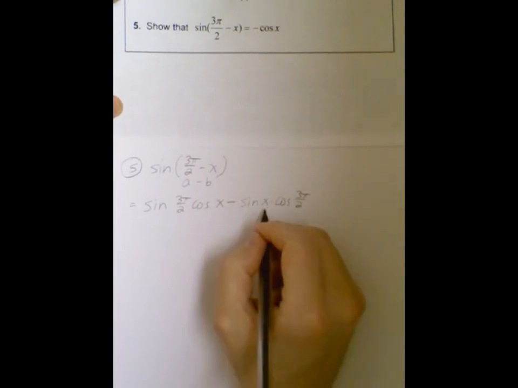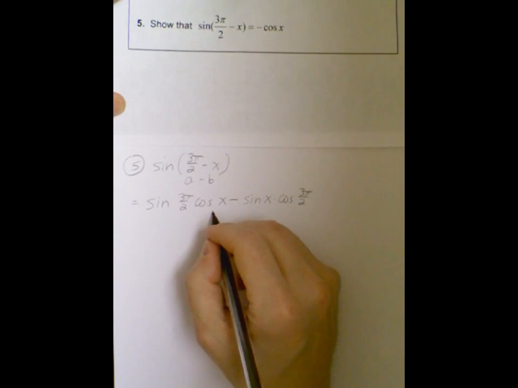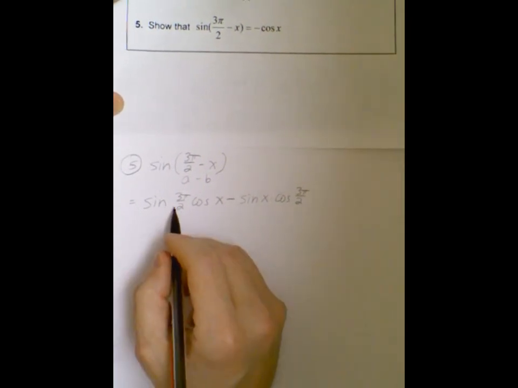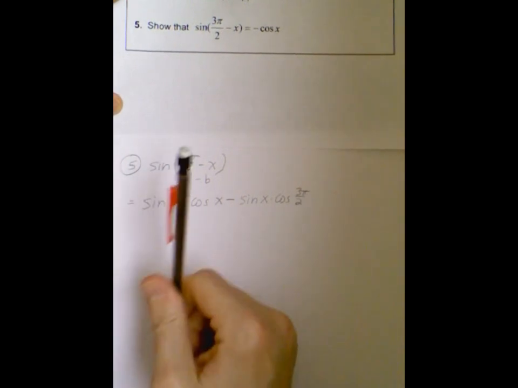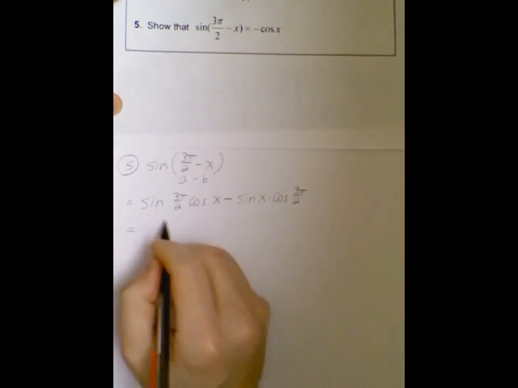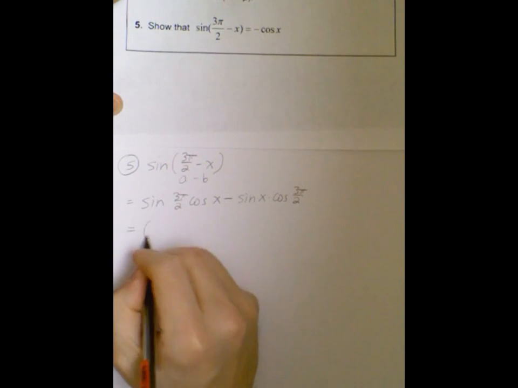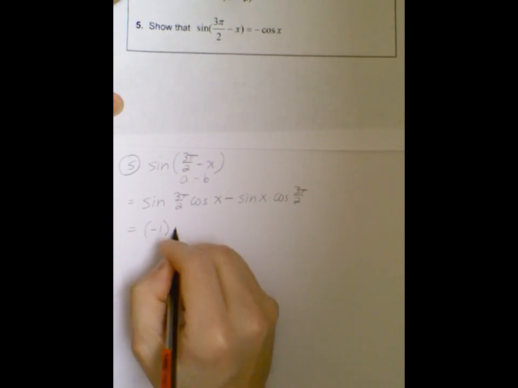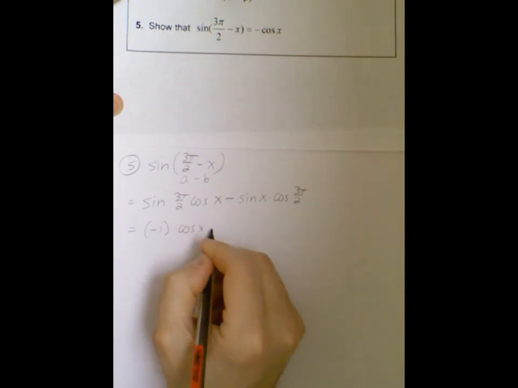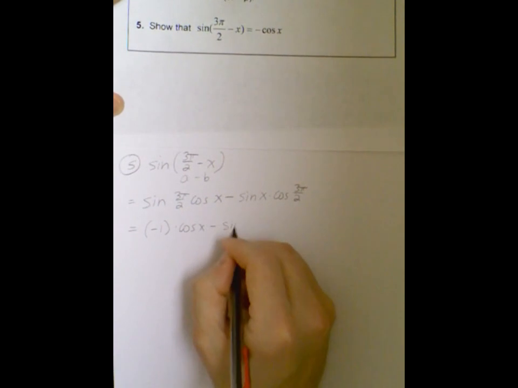Now, I don't know what x is, so I don't know what sine and cosine of x are either, so I'm just going to let them go. But I do know 3 pi over 2, that's the same thing as 270, that's down south, right? So the sine of 3 pi over 2, if you remember, is minus 1. Cos of x, we'll leave that there. Sine of x, we don't know what that is.